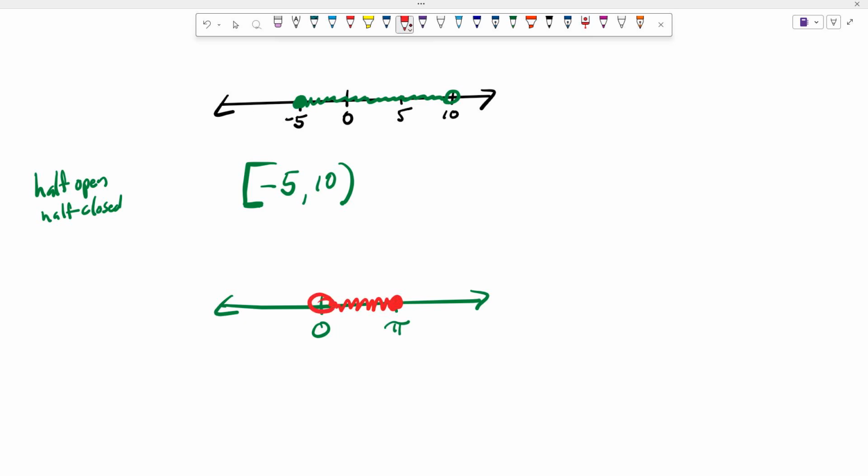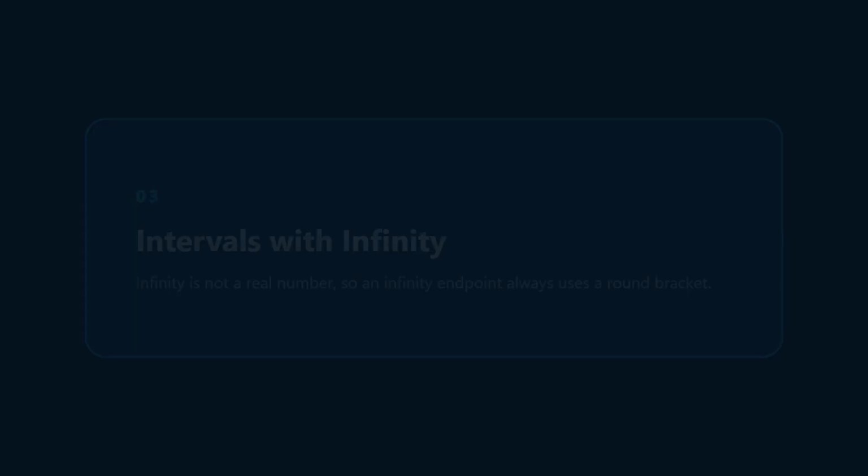There's another half open, half closed set. So what number do I write first? 0, the smaller of the two endpoints, and then pi. Is it round or square around the 0? Round, we don't include that. We do include the pi. So this is also an interval.